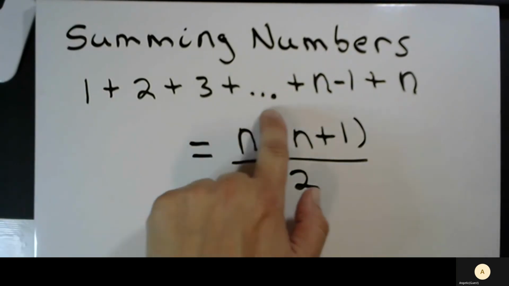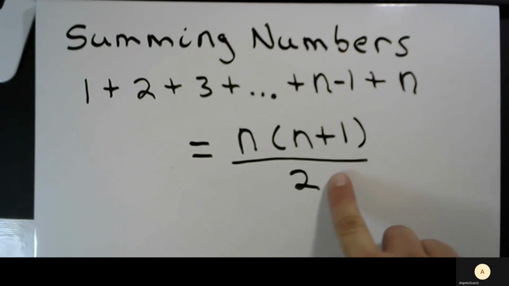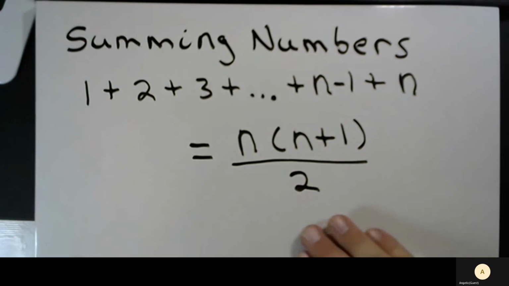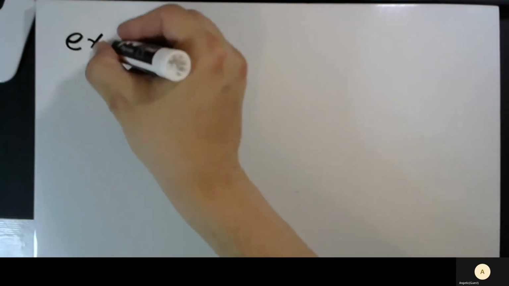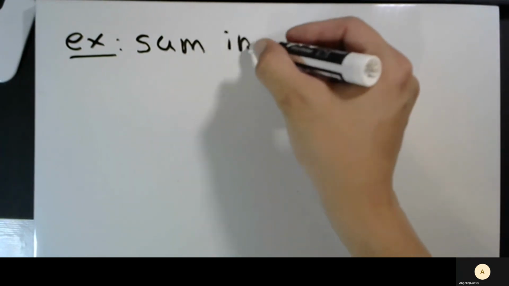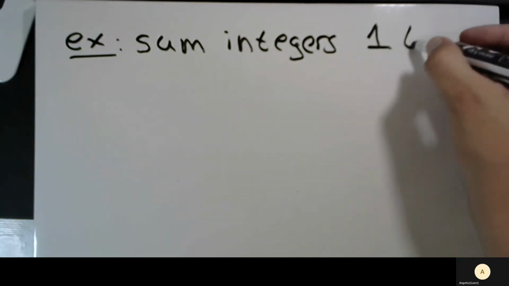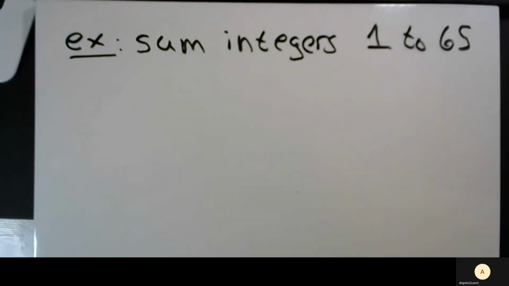So again, if you're adding up positive integers from 1 to n, this is the formula that gives you that sum. So, for example, let's say you're going to sum the integers 1 to 65.